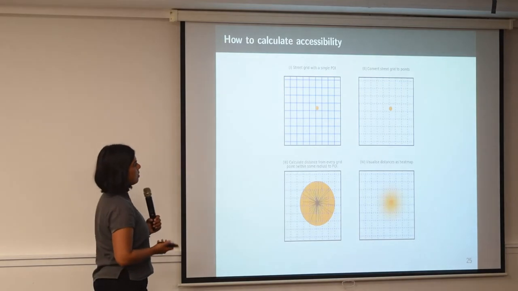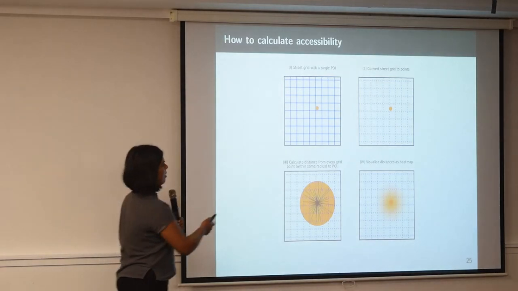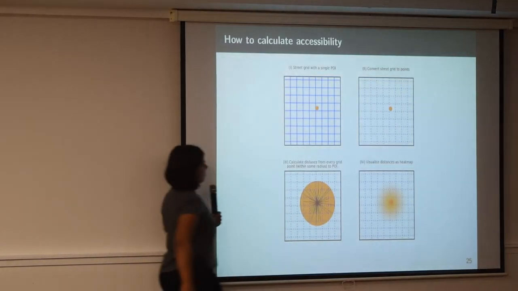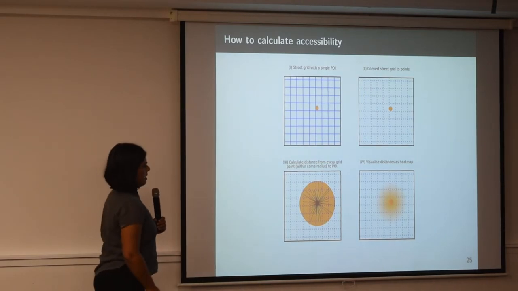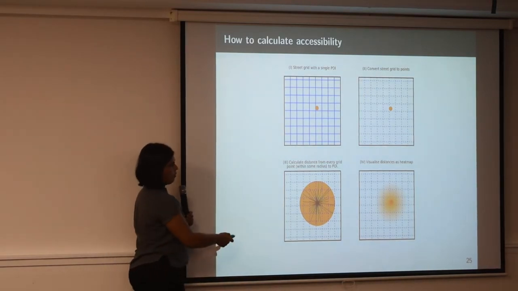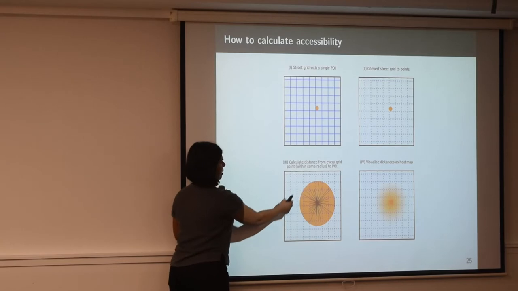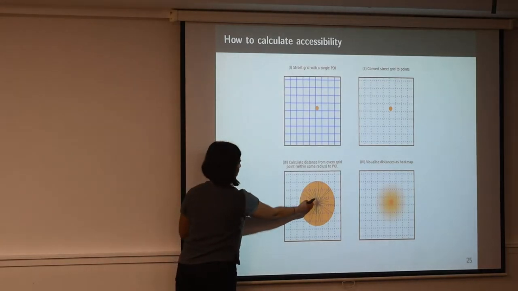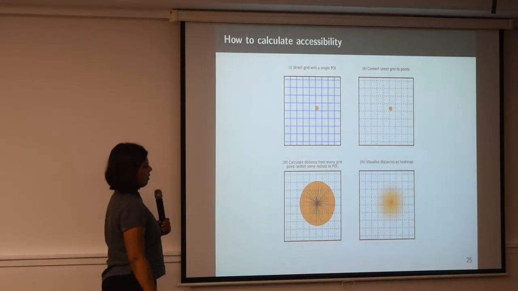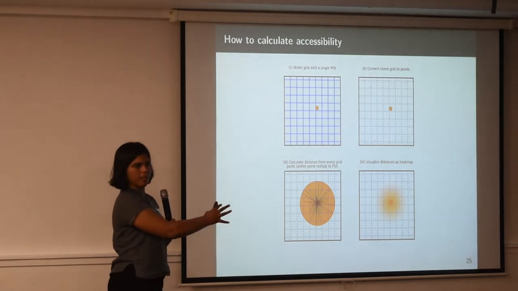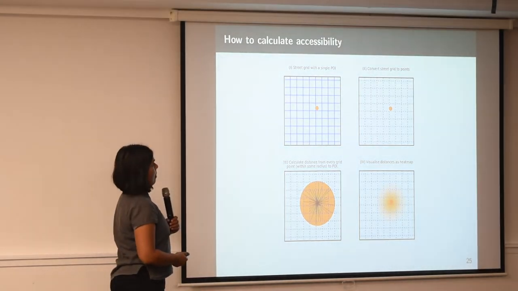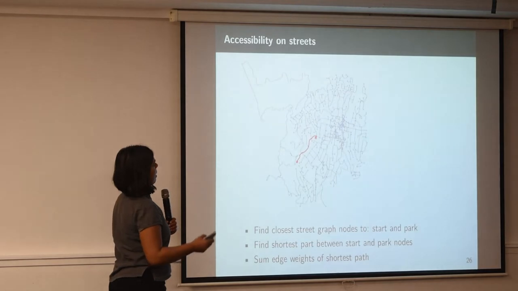So this is how it works. You start with a very simplistic street grid. That's your playground. And then you basically just look at how far all the other points, the other nodes on the streets, are to that particular playground. And so you end up with this sort of heat map, if you will. And that's all there is really to accessibility.